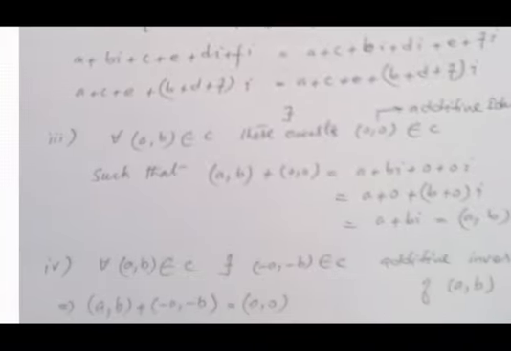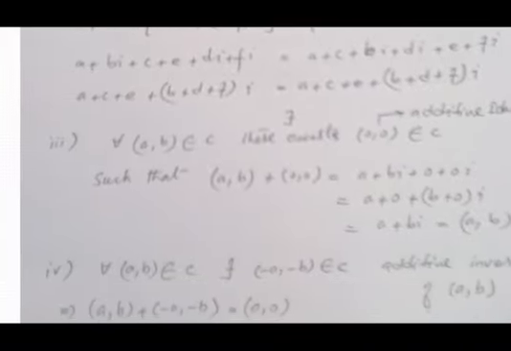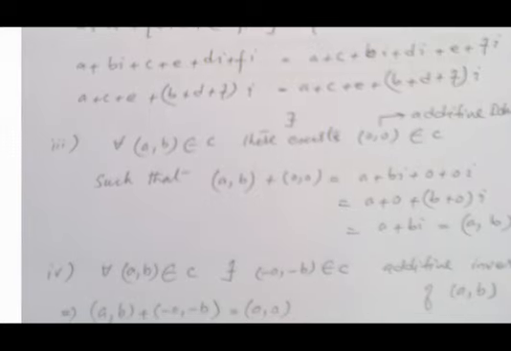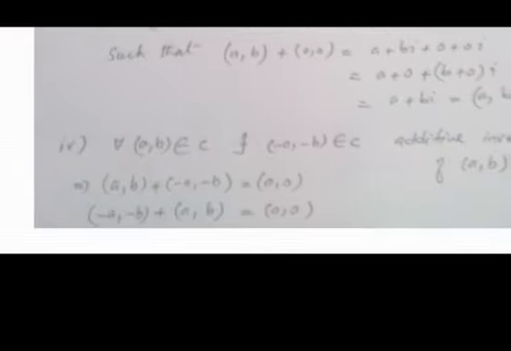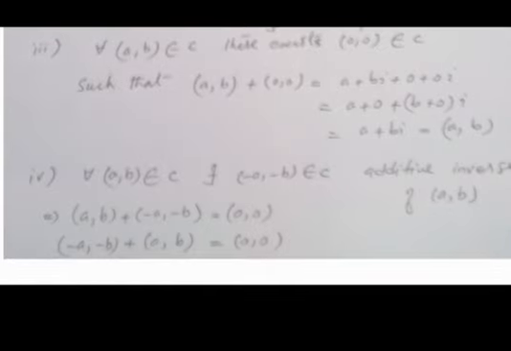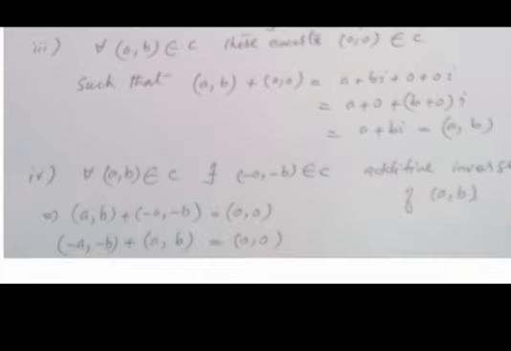Next property, third property: for all A, B belongs to complex numbers, there exists 0, 0 is an additive identity. Next, for all A, B belongs to C, there exists minus A, minus B, the additive inverse of each complex number.